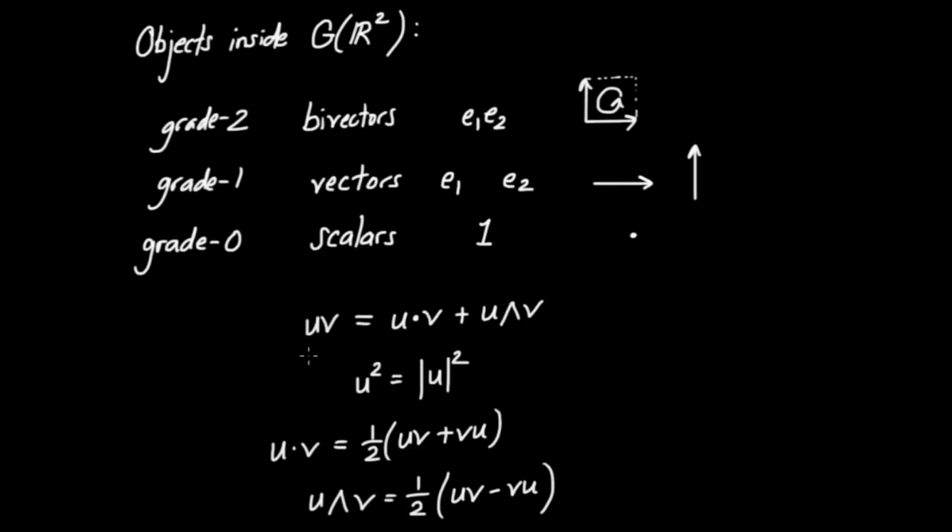We also found that instead of writing the geometric product in terms of the dot product and wedge product, we can do the converse. We can write the dot product and the wedge product in terms of the geometric product. And this is what we accomplished last video. We found that u dot v is equal to 1/2 (uv plus vu). And then we also found that u wedge v is equal to 1/2 (uv minus vu).